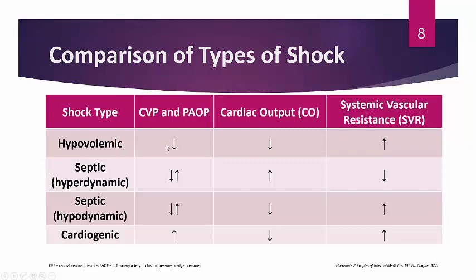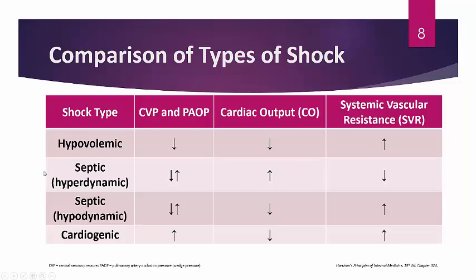And because you have a lack of volume, you're not able to output as much blood from the heart, resulting in a low cardiac output. And your body tries to compensate for this by clamping down on the vasculature, or increasing systemic vascular resistance.